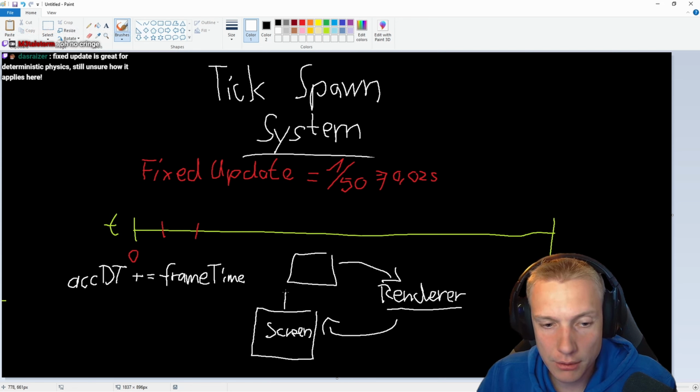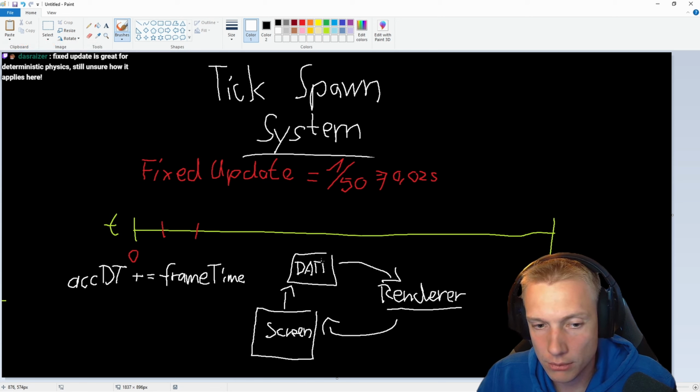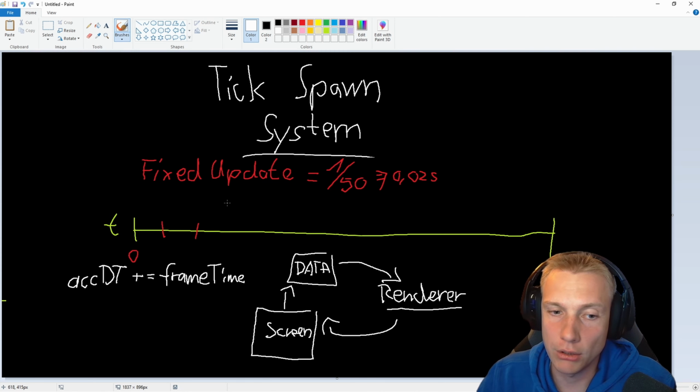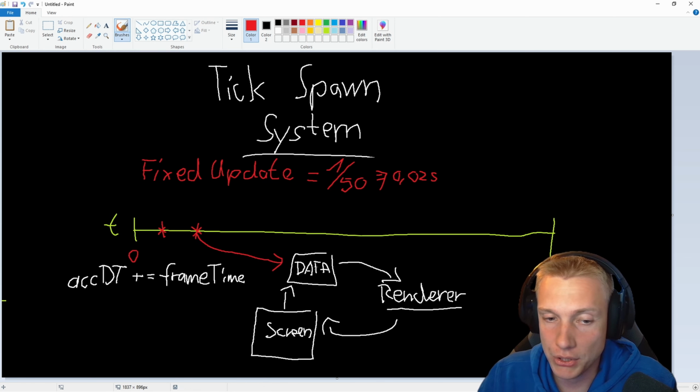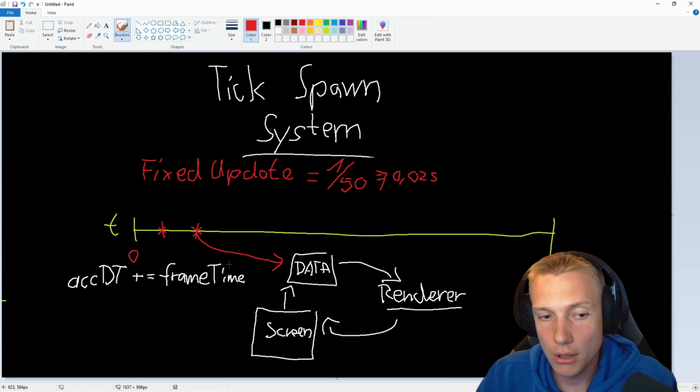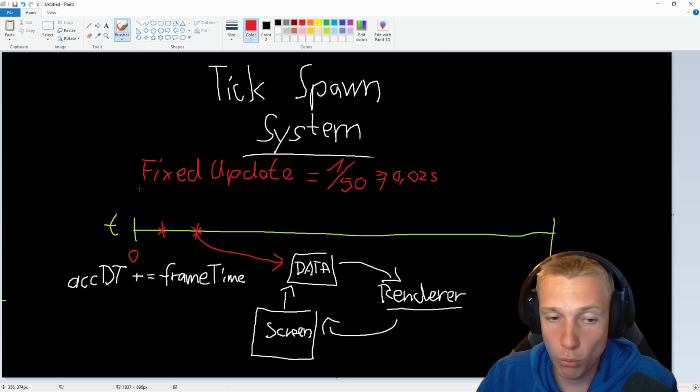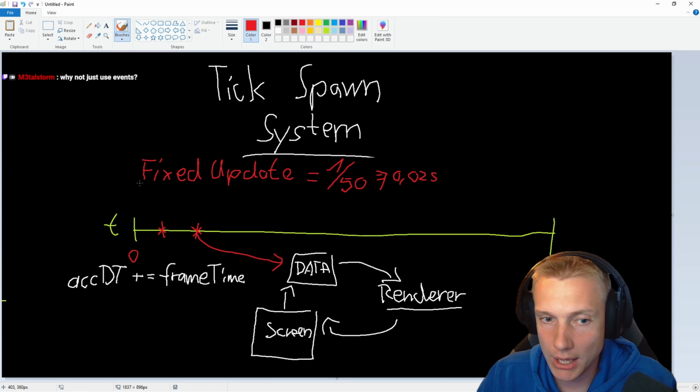And this is then looped back to the data, and the data here is not changed. The data is calculated in the fixed update loop. So the fixed update loop changes the data only during these steps. So one of these steps will change how the data is represented, what the data is holding. And while the data is waiting to be updated again, you are accumulating the frame time, which is this entire thing.